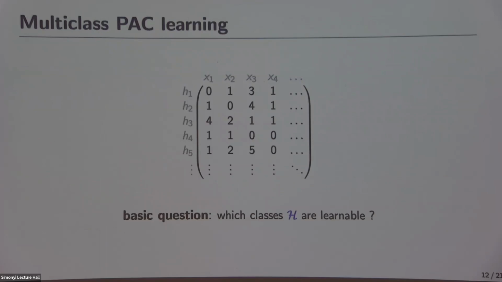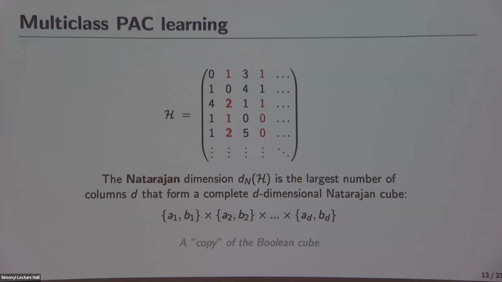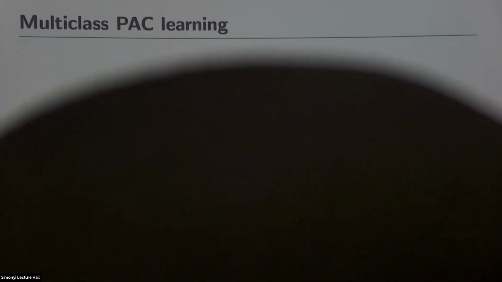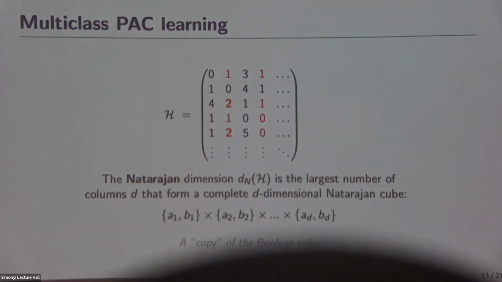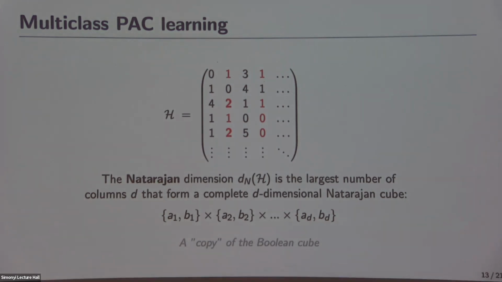And we can ask the same question that we had before. Which classes H are learnable? We would hope to get a parameter similar to the VC dimension that captures learnability in this more general setting. Indeed, in the late 80s, Natarajan proposed a natural generalization of the VC dimension, which comes from a generalization of the notion of a Boolean cube.